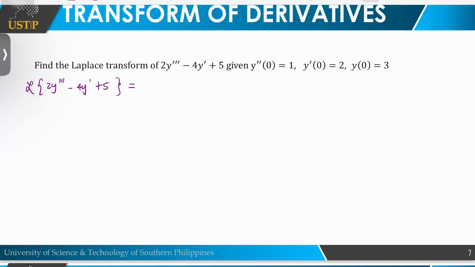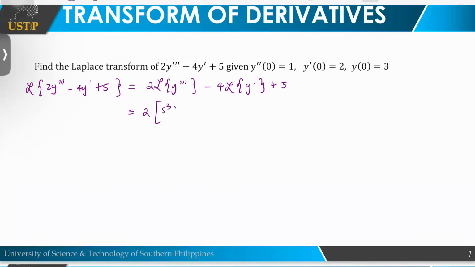Okay. That is equal to, again, using the linear property, 2 Laplace transform of y triple prime minus 4 Laplace transform of y prime plus 5. Okay, we have 2 times the Laplace transform of y triple prime, class, which is s cubed Laplace transform of y minus s squared y of 0, next is minus s y prime of 0 minus y double prime of 0. Okay.